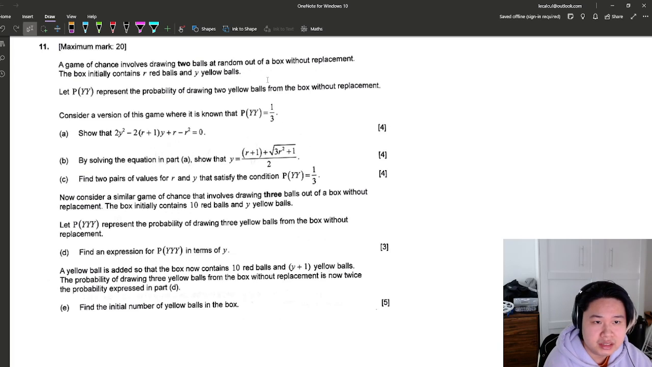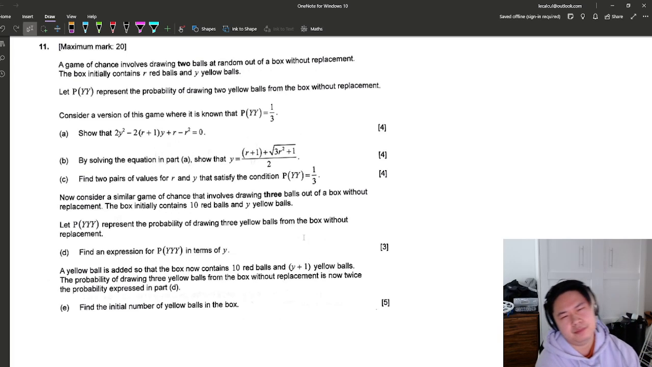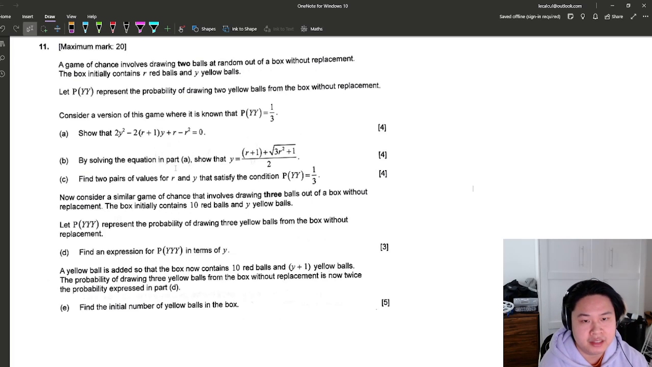Drawing 2 balls out of a box without replacement. Okay, so they're dependent. You've got R and Y. P(YY) is drawing 2 yellow balls. You know P(YY) is 1/3. Then you need to show this equation. So you need to find a way to relate R and Y together, and the only thing you really know is that the probabilities of each outcome in the sample space sum to 1.